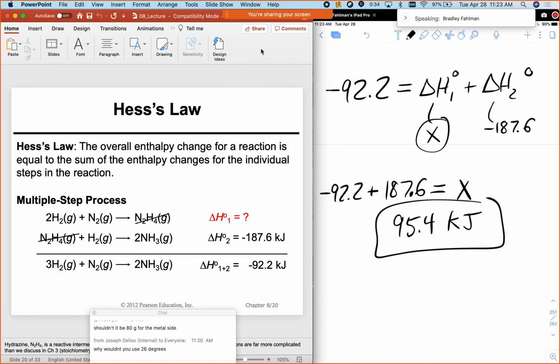So does everybody see kind of the strategy there? Again, the variety of questions you'll see is I'll either give you this first step, give you that second step, and then ask what is the enthalpy overall. And for that, it's very simple. You just add them up. This is kind of the less direct question, where you're given this total, and then you want to know what's one of the steps here.